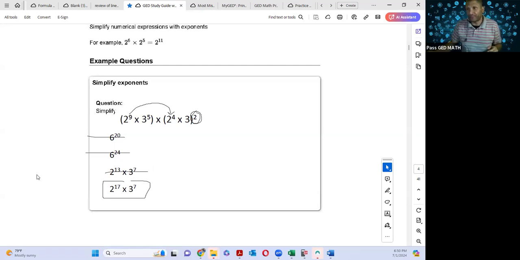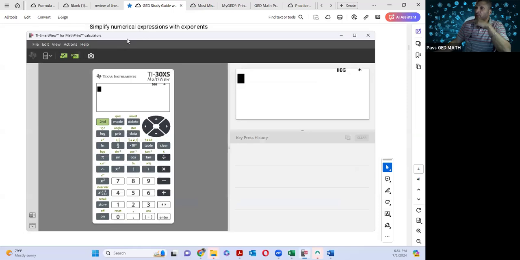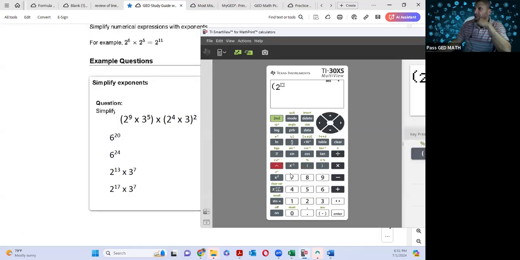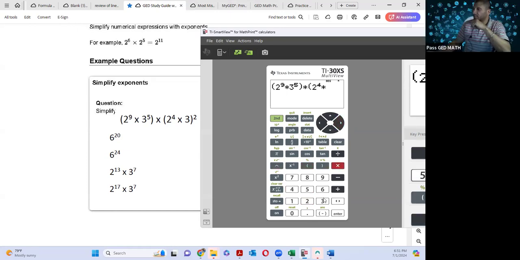But I had a student who had problems with the exponent rules. He came back, Mr. Tinsley, and he said, I got that problem. I said, explain to me what you did, sir. He said, I used my calculator. I knew how to use my calculator. So I said 2 to the 9th times 3 to the 5th. I wrote it exactly the way you see it, and I got my answer.